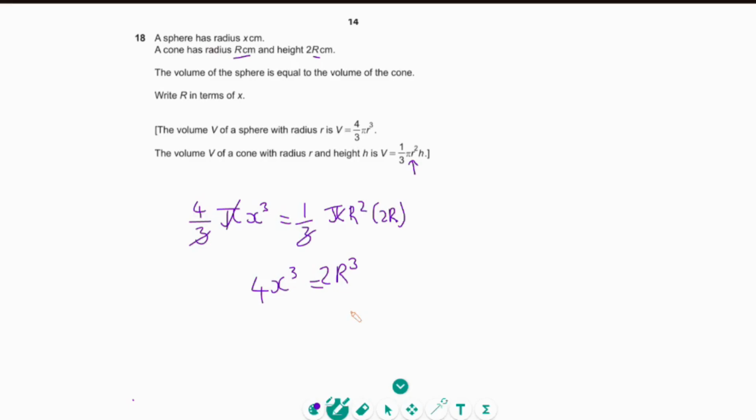We want to write r in terms of x, or make r the subject here. So I'm going to divide both sides by 2, which gives us 2x cubed is equal to capital R cubed. And then I'm just going to cube root both sides, which gives you the cube root of 2x cubed is equal to r. Final answer.